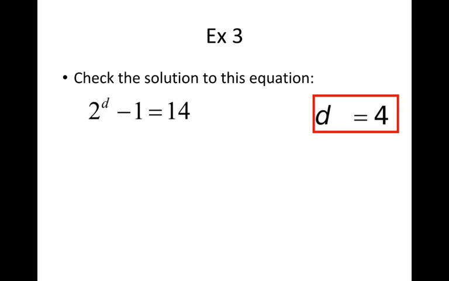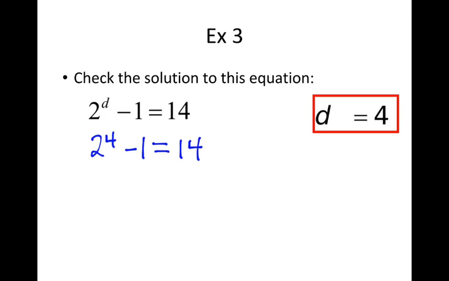So again, we want to check to see if D equals 4 in this equation. This is actually an equation that we will never work on solving as a class. It's an equation that is a higher level math than what we need to do. But we can check to see if an answer is a correct answer still. So we're going to put 4 in for D and see if we get the same thing on both sides.